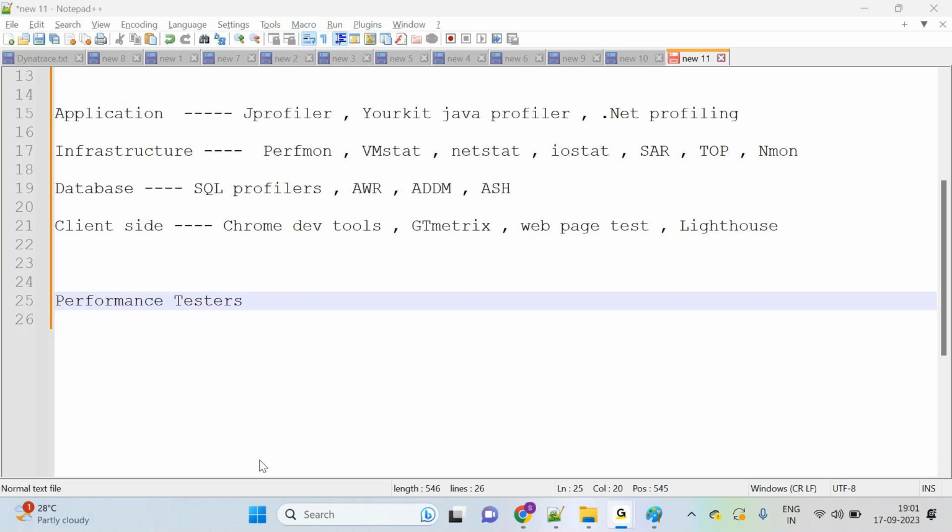Without an APM tool also we can monitor infrastructure, right? So what is the special advantage with an APM tool? I mean, Performance Monitor is inbuilt in Windows, and vmstat, netstat, and top are all Linux commands. So we can monitor by using those commands and the inbuilt Performance Monitor, right? So what is the special advantage of an APM tool for infrastructure?